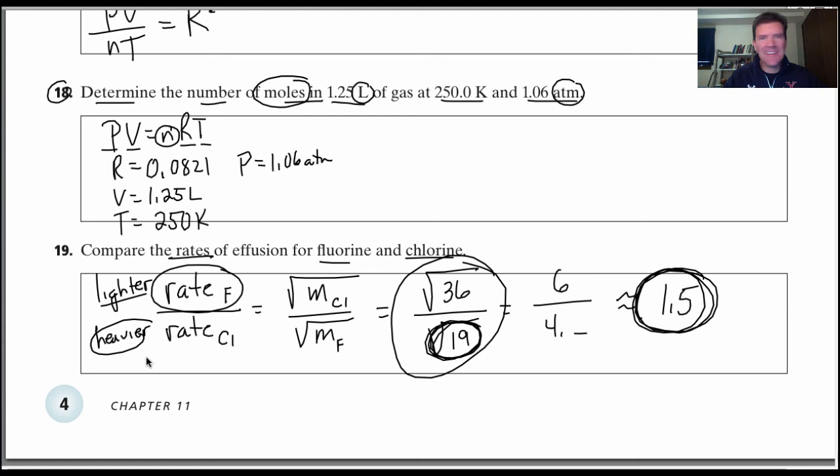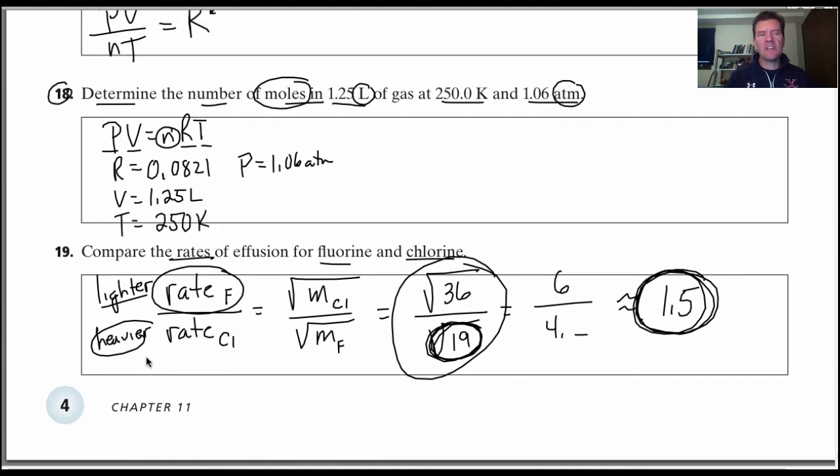Notice you're not finding the actual rate. You're not finding the number for each rate. You're just comparing them by finding the ratio of them. Okay? All right, great job.